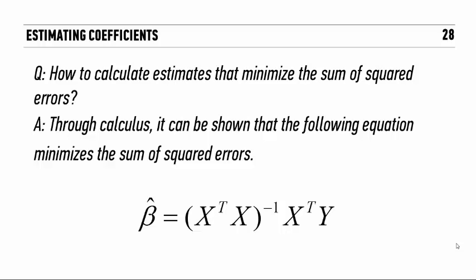And then the transposes are due to just matrix algebra. T stands for transpose, and transposing a matrix just means turning the rows into columns, and the columns into rows. So pivoting the data.